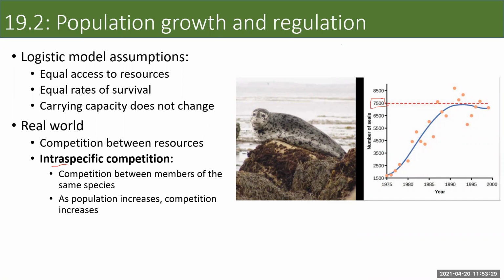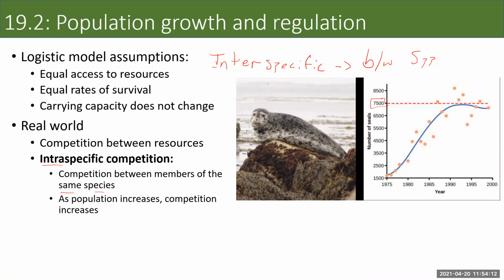So for example, this individual here, I think it's a seal, you have individuals of that same species competing for the same resources. So that's what intraspecific competition is. Whenever you see INTRA specific, that's same species. Now INTER specific is between species, right? And so that would be like between the seal and maybe an otter. That's interspecific. But we know that intraspecific competition does exist, and we see it.